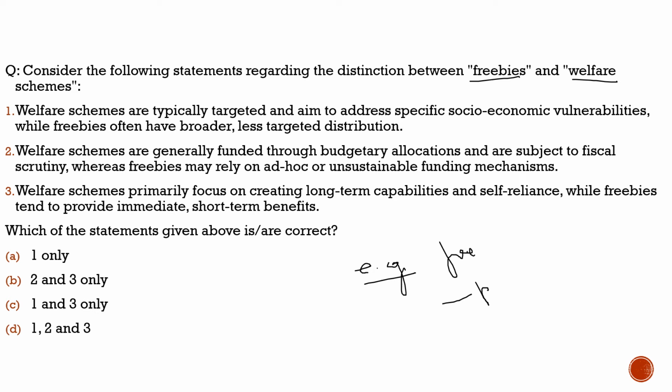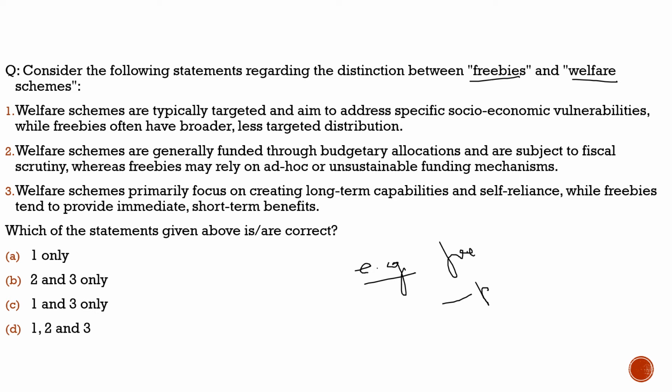So in this way, if you hear the arguments given by the political parties, you will definitely get confused. Even if they give anything, after hearing the argument they give, you will feel that indeed it is a welfare scheme. So how can we differentiate? Now the real question is how we can differentiate a freebie and a welfare scheme.